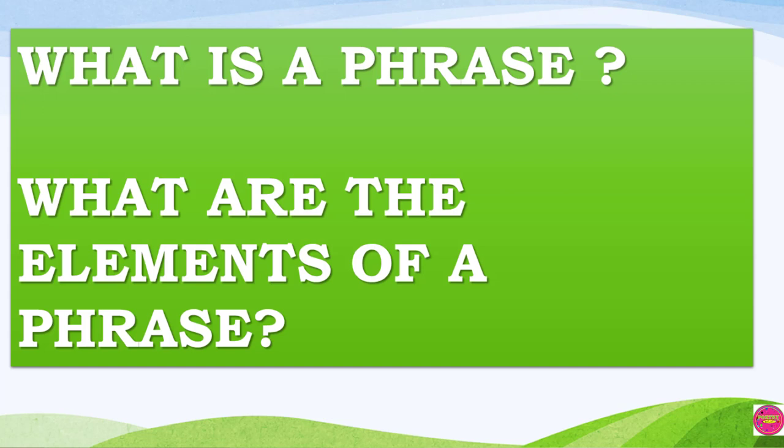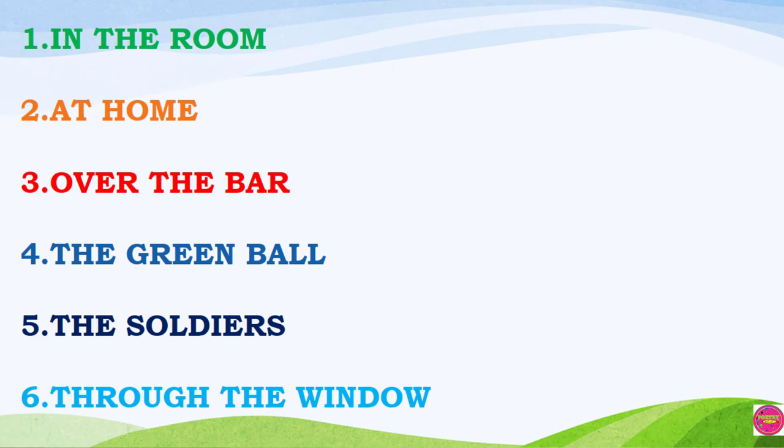Before we answer these questions, let us examine the following. Example 1. In the room. Example 2. At home. Example 3. Over the bar. Example 4. The green ball. Example 5. The soldiers. Example 6. Through the window. Examine these examples carefully, as we are going to use them to generate the meaning of a phrase.